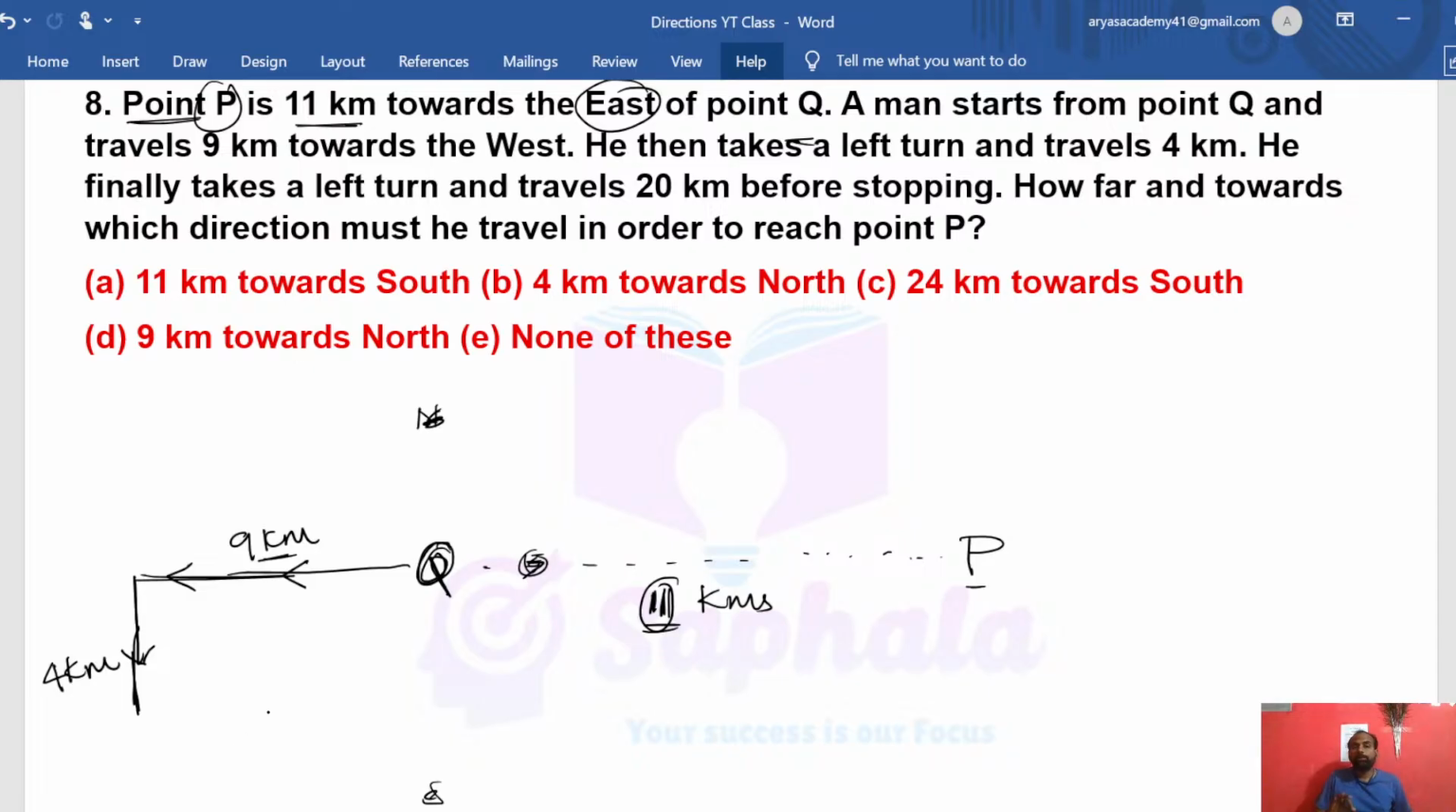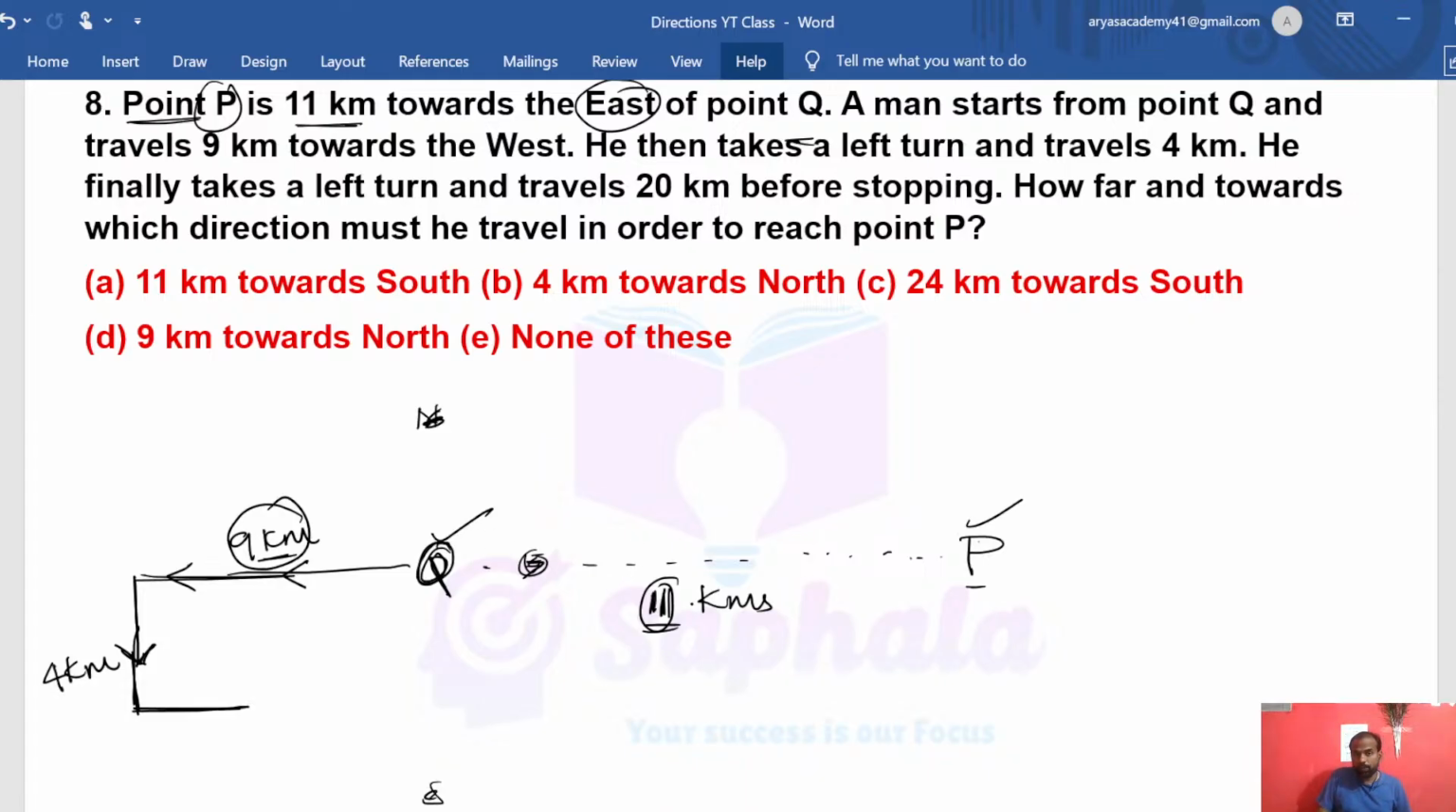He finally takes another left turn. As he is moving towards south, if he takes a left turn, then he has to move towards the east. So he finally takes another left turn and travels 20 kilometers before stopping.